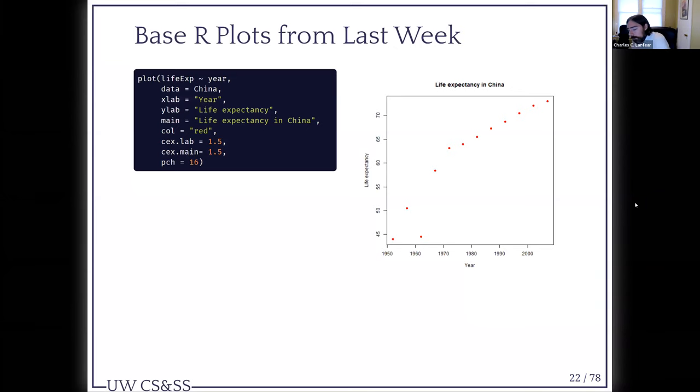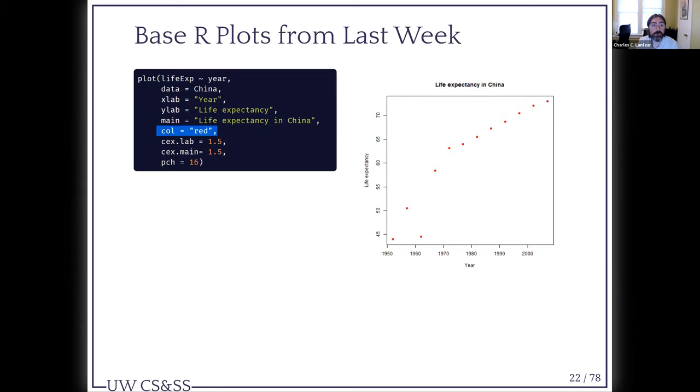So, if you remember, base R plots we used last week, I said I pretty much am never going to use them again. That's not completely true. I'm showing this one. This is a plot using the China data I just created in base R. I say I want a plot of life expectancy on year. So life expectancy is a Y variable, year is an X variable. I want to use data from China, the object I created on the previous slide. I give it an X label, a Y label, a main title.